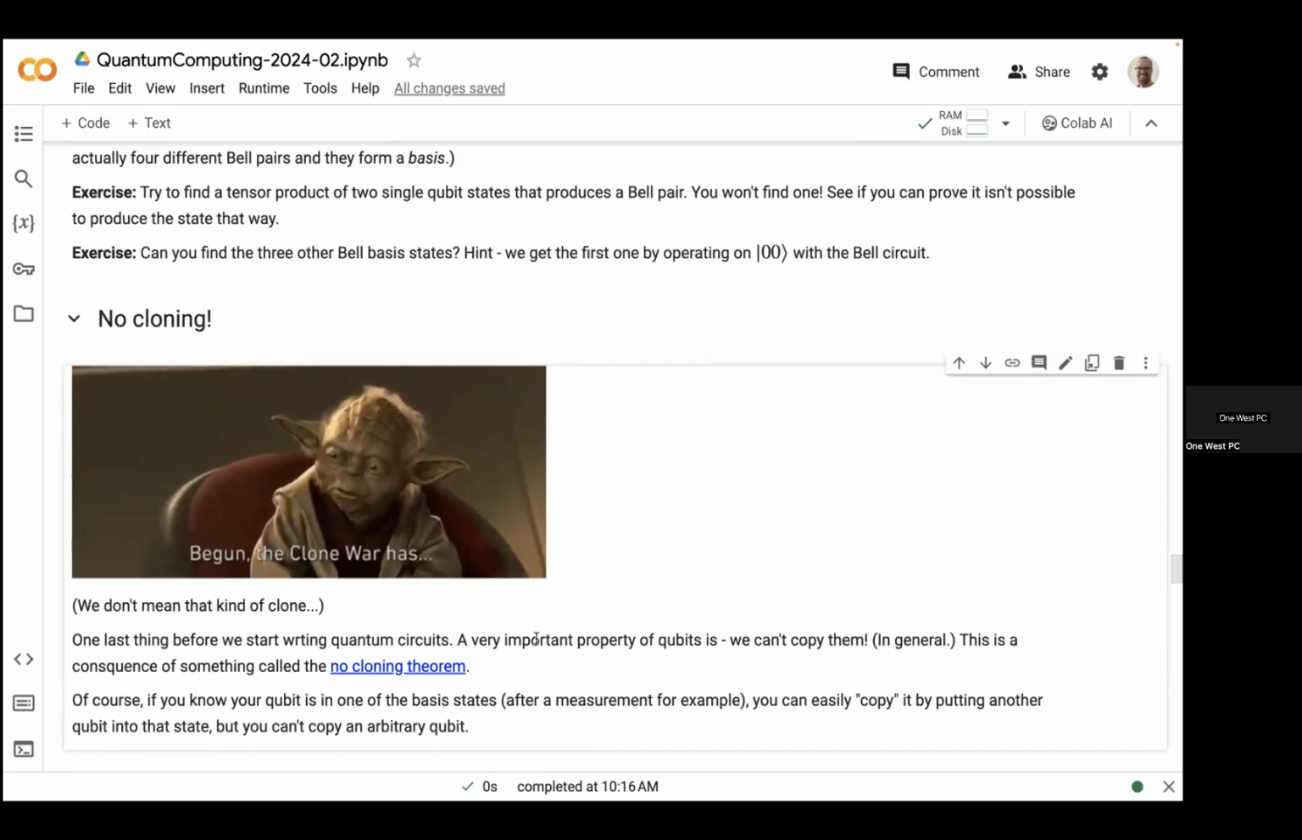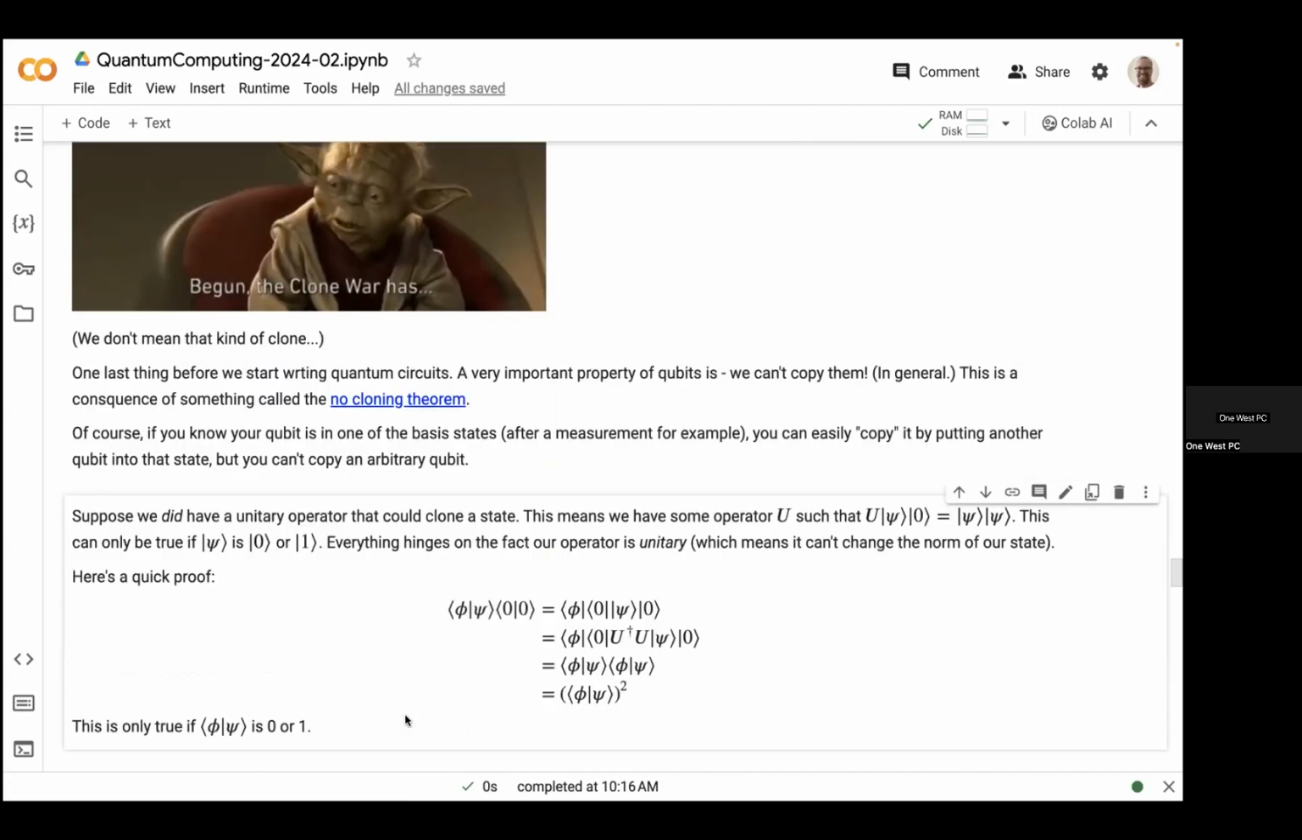And this is a consequence of the no cloning theorem. Of course, if you know your qubit is in one of the basis states, after a measurement, for example, you can easily copy it by putting another qubit into that state if you want. But that's not really copying. It's just sort of state preparation. You can't copy an arbitrary qubit. And here's a little proof of that.